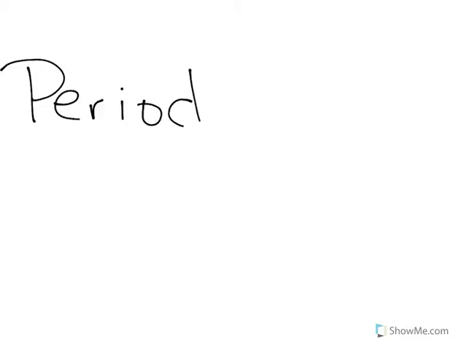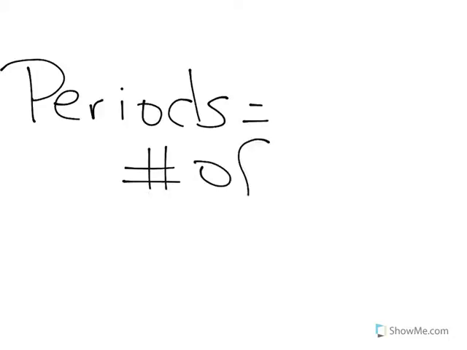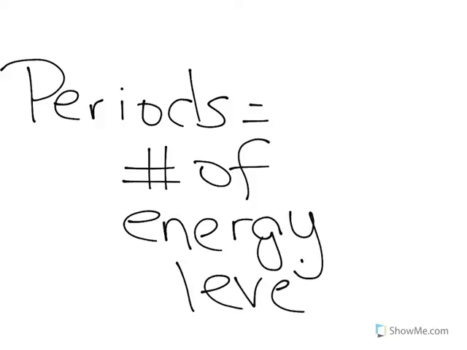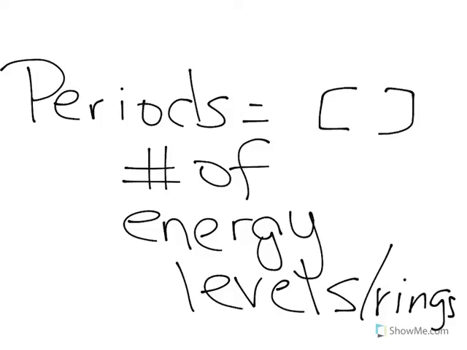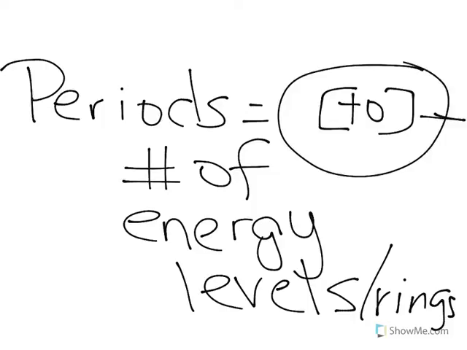Then we have our periods, and our periods equal number of energy levels. They equal the number of energy levels or rings that the element has. Think about when we were drawing Bohr models, we had our nucleus, protons and electrons, and then we had outside rings where our electrons would go. Okay, so this element or atom here has one ring, so that means it's in period 1.